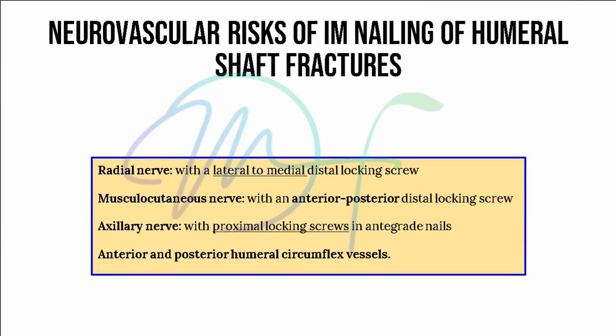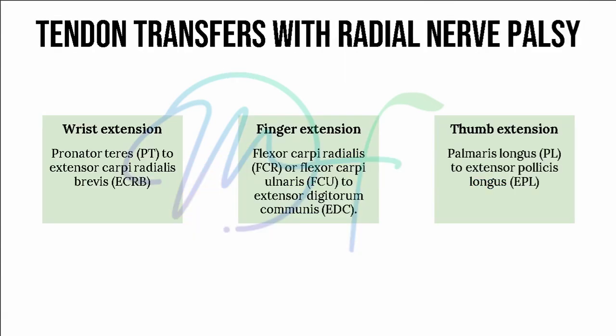Tendon transfers can restore function in radial nerve palsy. The pronator teres is often transferred to the extensor carpi radialis brevis for wrist extension, and the palmaris longus can substitute for thumb extension. Meticulous planning is crucial for optimal outcomes.